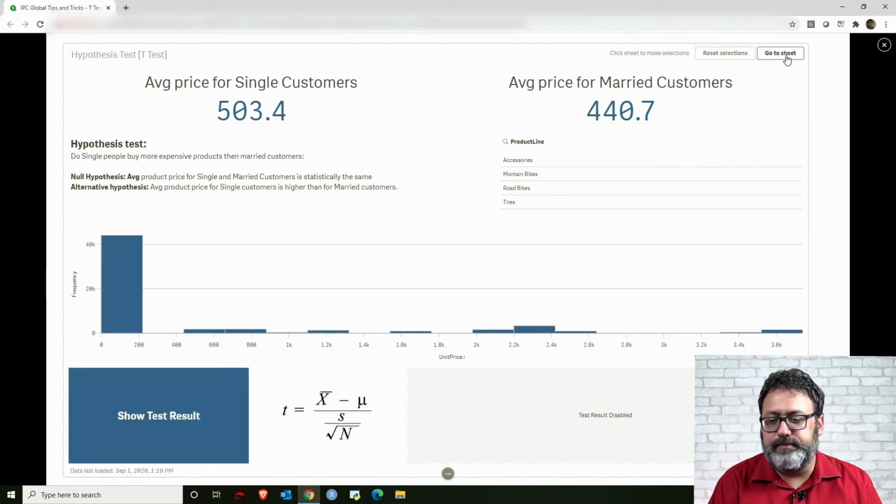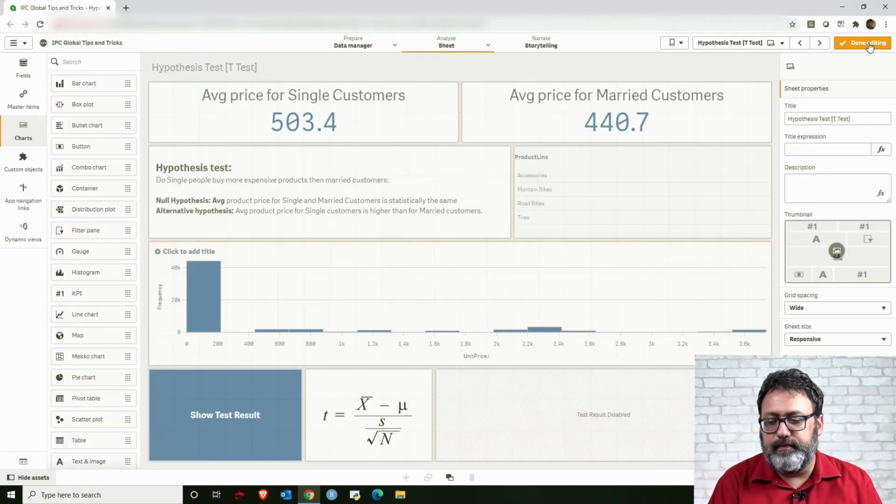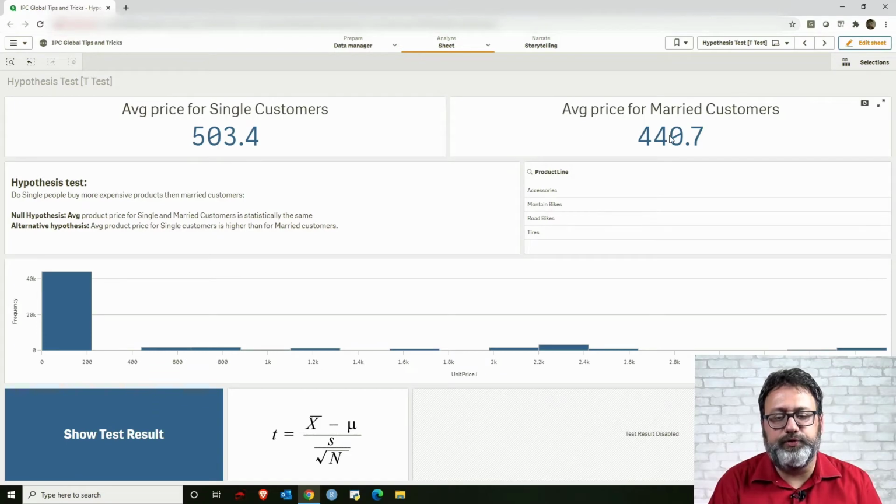Let's see this in action. Go to this sheet, click on editing, and let's see how this works. The average product price for single customers is $503.40. The average price of products purchased by married customers is lower than that, $440.70. So my hypothesis is that single customers buy more expensive products on average than married customers. Because I can see there is a difference where single customers on average are purchasing more expensive products.